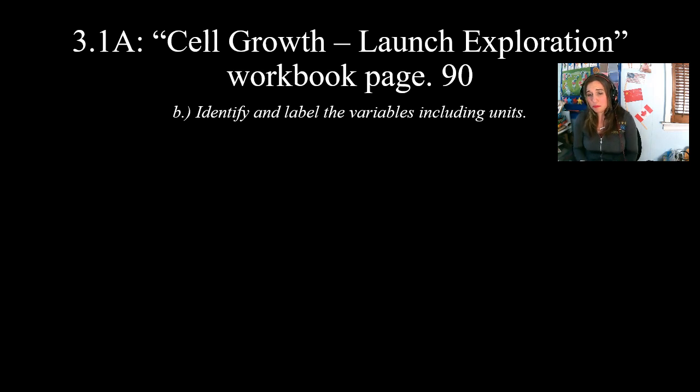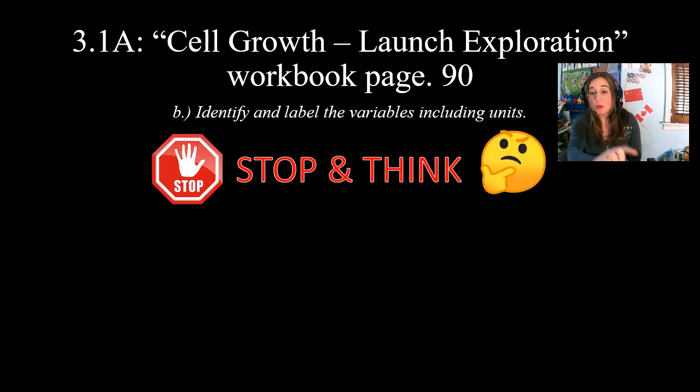So our 2 variables here are the number of cells and the number of days that have gone by since we had our very first little cell that split. Okay, so we're thinking about number of cells, number of days gone by. Which is our independent variable, our input, and which is our dependent variable, our output? I want you to take a moment, hit pause, stop and think about what you think would be our independent variable and what would be our dependent variable.